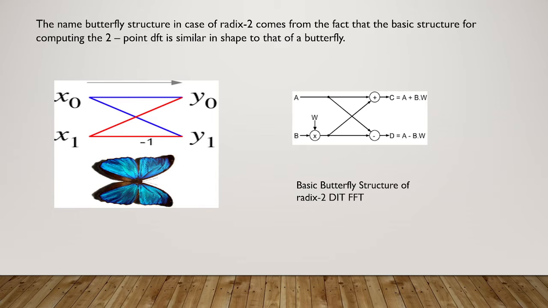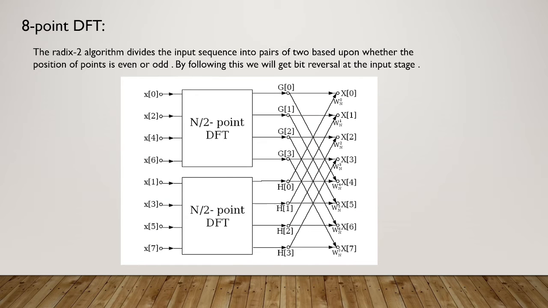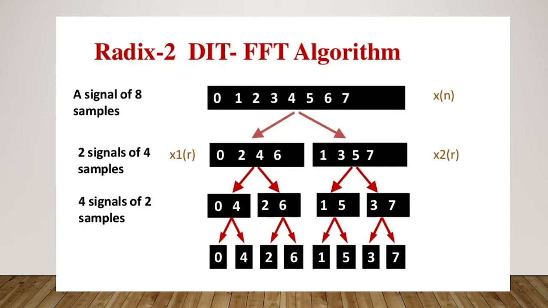Here, as we can see from the image, the Radix-2 algorithm divides the input sequence into pairs of two based upon whether the position is even or odd. By following this, we will get bit reversal at the input stage. Here, as we can see, we have 8 points. Initially, the points were partitioned based on whether they are even or odd, as 0, 2, 4, 6 are even and 1, 3, 5, 7 are odd.